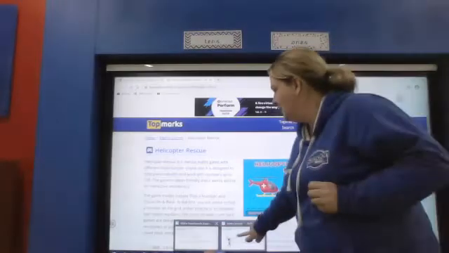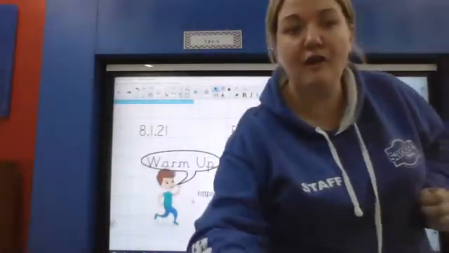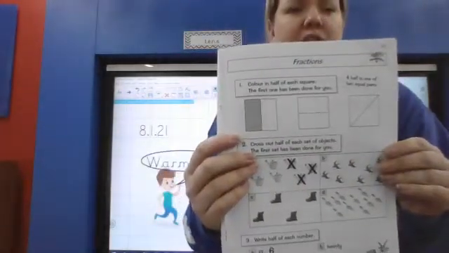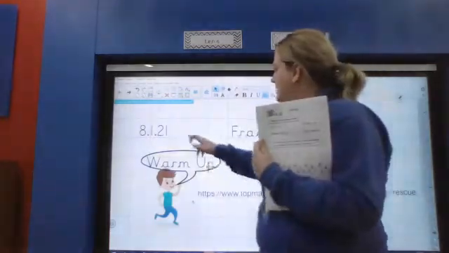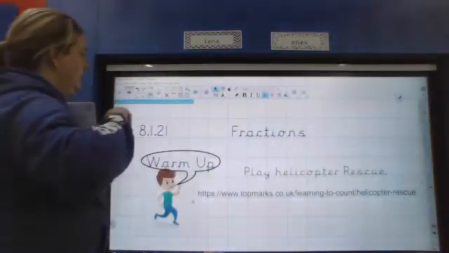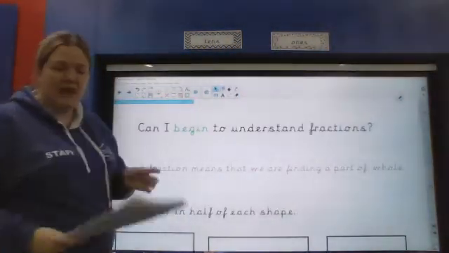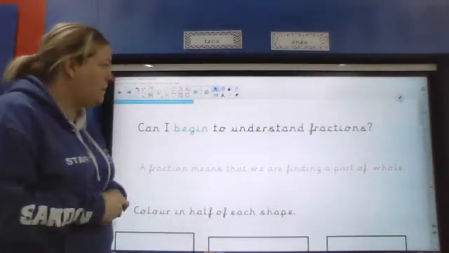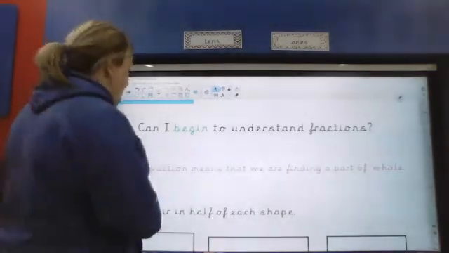We're going to go back to today's learning of fractions. Now we've got our brains active and ready to learn. We need to be on page 21. Okay? Here we are. And today our learning question says, can I begin to understand fractions?